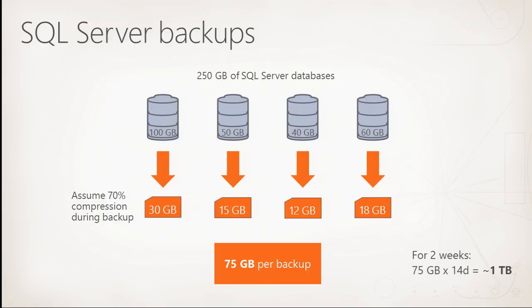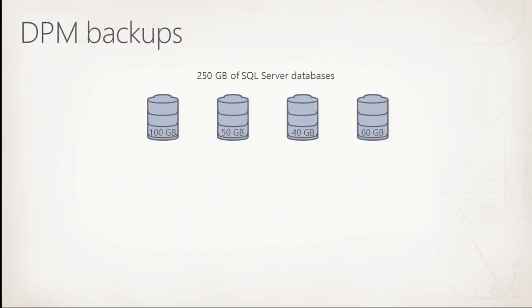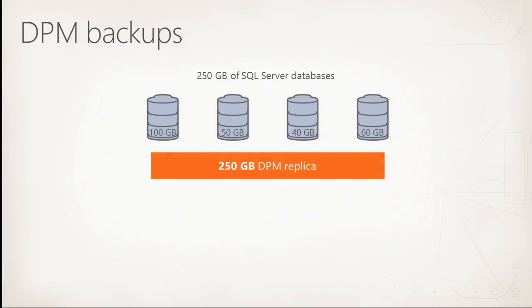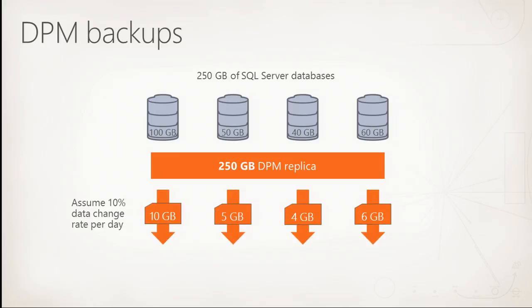So for 2 weeks, you're going to need a 1 terabyte storage area to store those backups, assuming, again, you're doing fulls every time. Now, if we speak about DPM, same scenario, same databases, we need that 250 gig replica to start with that we spoke about. So we always need that. So let's say that's part of our backup. We need that as the replica. And that will obviously grow as our data grows, but let's just say it's fixed at 250 gig for the moment.